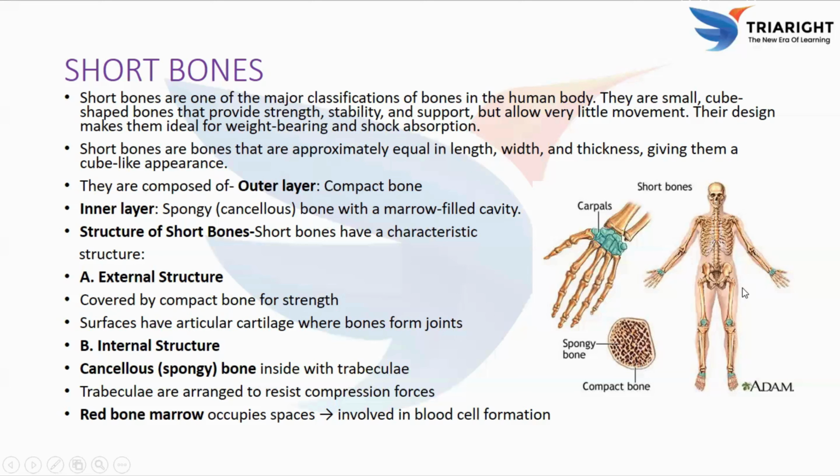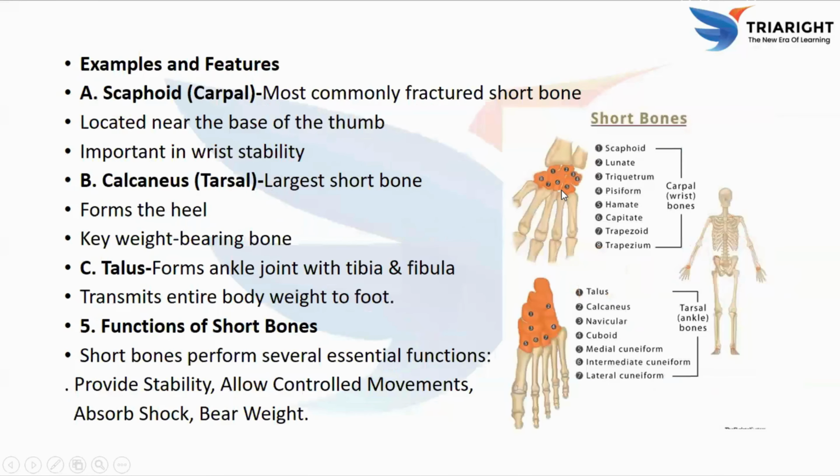You can clearly see a picture. This is a short bone, the outer layer is compact bone, the inner layer is spongy bone, and short bones are found in the wrist, for example, carpals. So what are the examples and features of the short bones? Short bones are found mainly in the wrist and ankles. So here are some important examples.